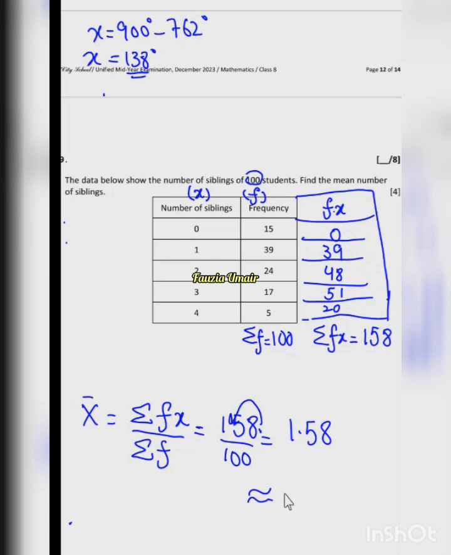Round it off. So 1.58 cannot be the answer of this word problem because siblings cannot be in decimal. So what will the final answer be? 1.58 rounded off to whole number. What will be the answer?